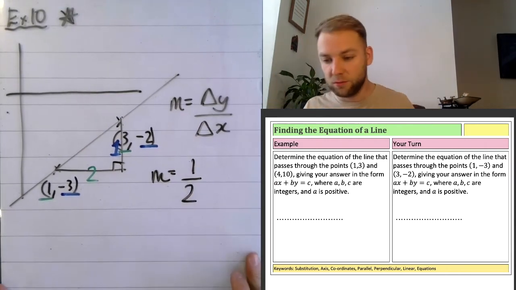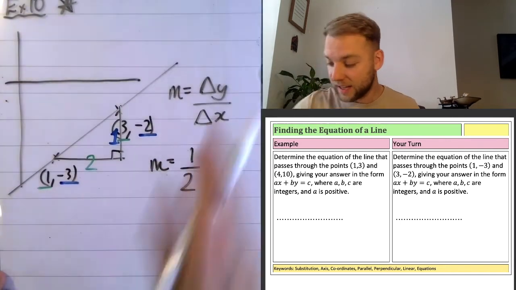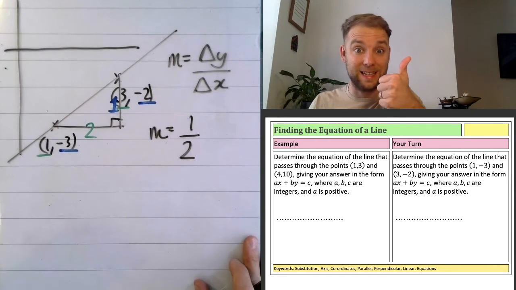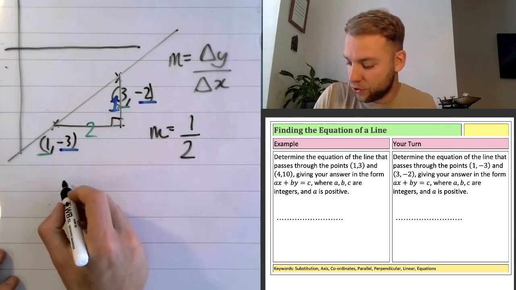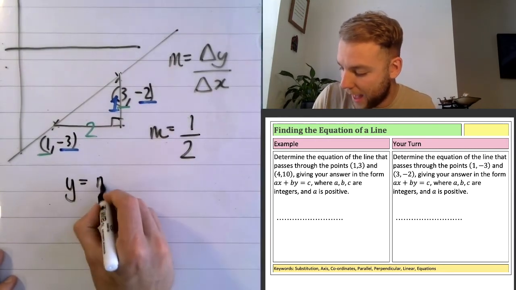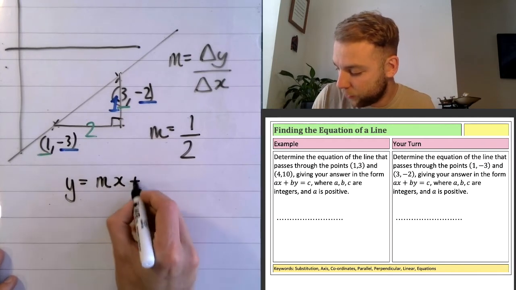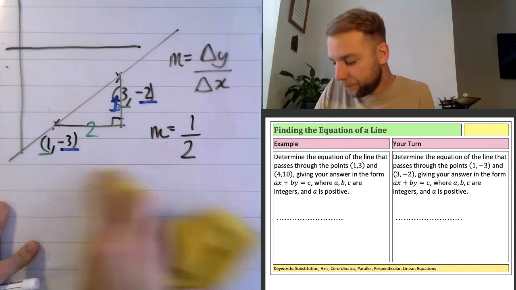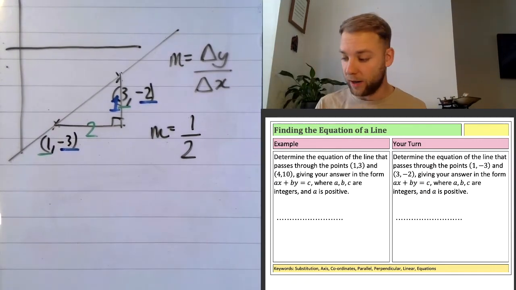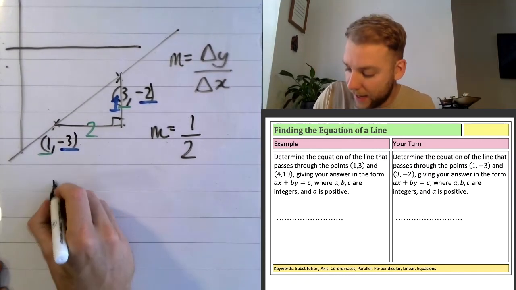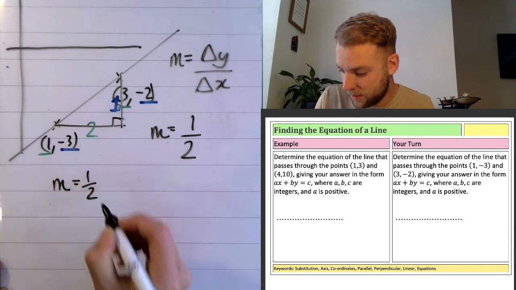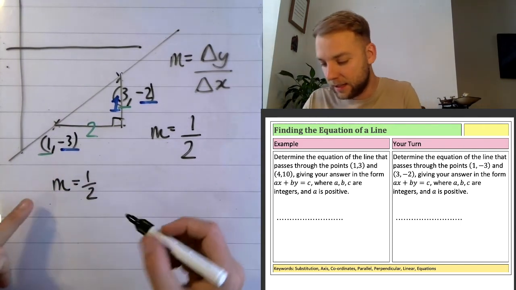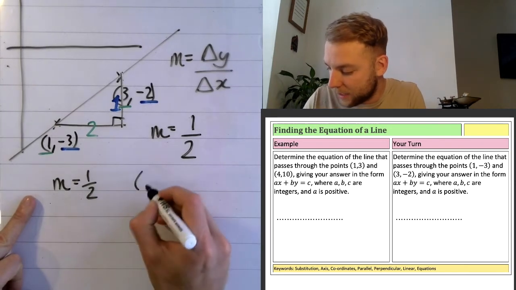Okay, still nowhere near finished with this, because that's just the gradient. I then need to find out my c value, and I do that by subbing into y equals mx plus c. Actually, with that, the first thing I'd probably do is write down what point and what gradient I'm using. So my gradient I know is a half. I'm going to pick this one here because what times by 1 is usually easier. So my point I'm going to pick is 1, -3.